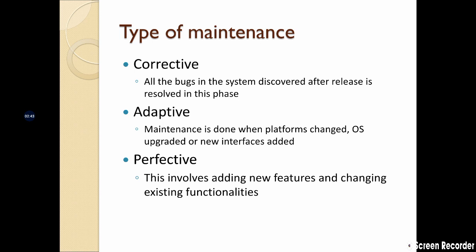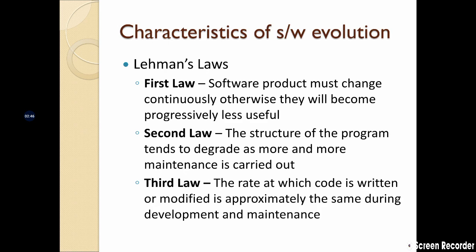Now every software, you have realized, keeps changing. The characteristics of software have been defined by Lehman's laws. Lehman says in the first law that a software product must change, otherwise it will become less useful. You must have noticed that this is true. If there is an application which you install on your system, and there are no updates or changes in that application, people start getting bored of it. So every app or software keeps enhancing itself. A software product must change continuously, otherwise it will become progressively less useful.